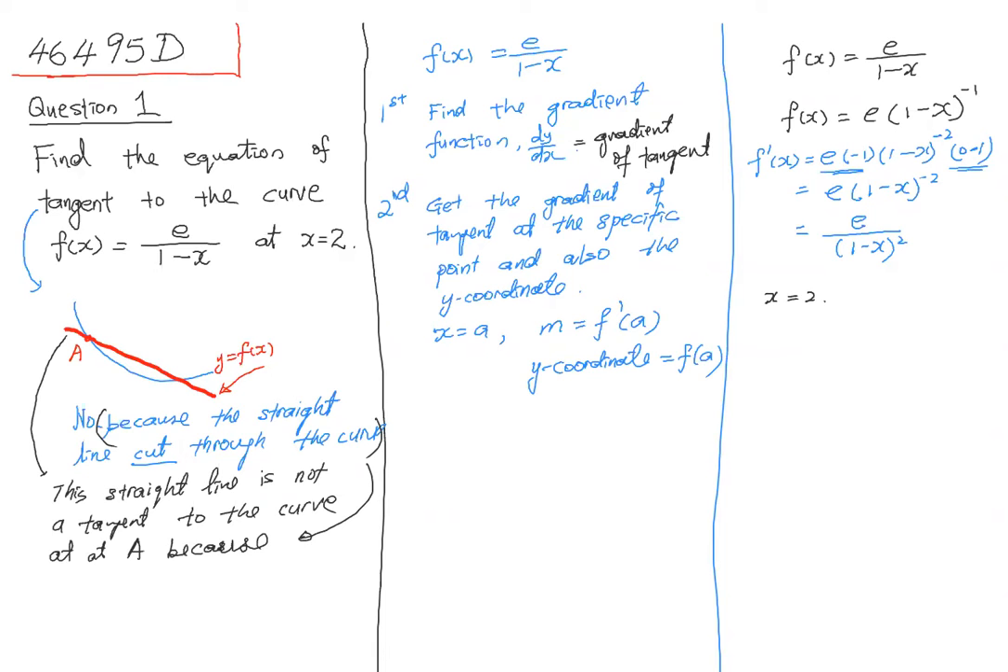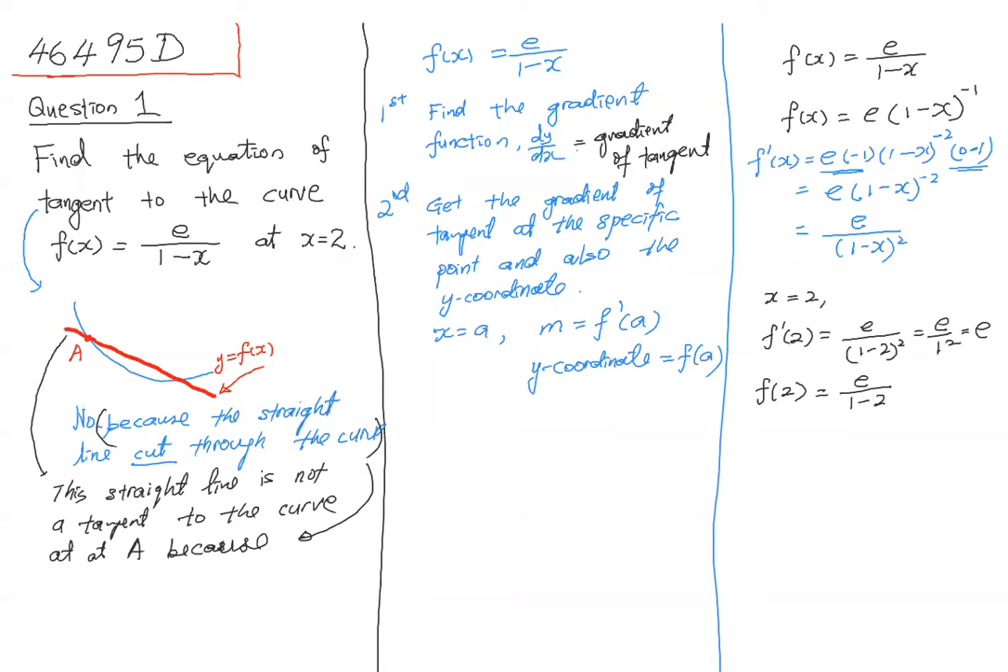So I get my f prime 2. Okay, so e over 1 minus 2 squared. So I get e over 1 squared. So it's e. Right? Then I get the y coordinate. This is called the y coordinate. So e over 1 minus 2.